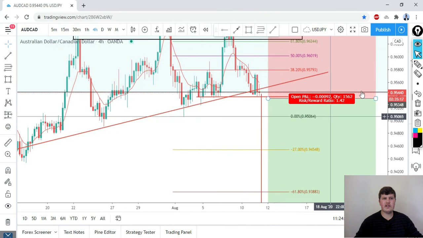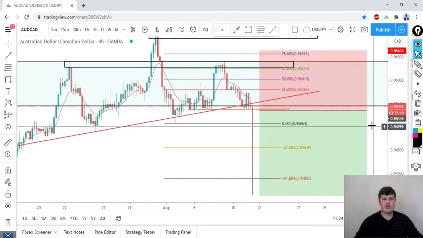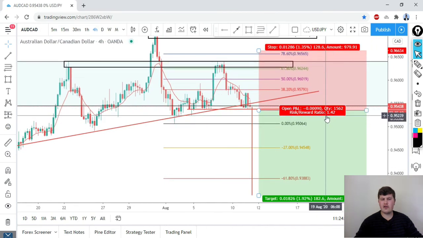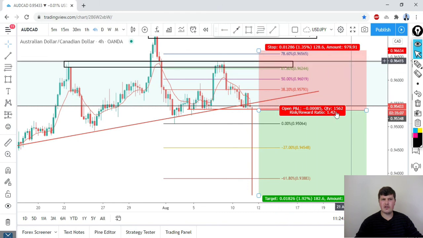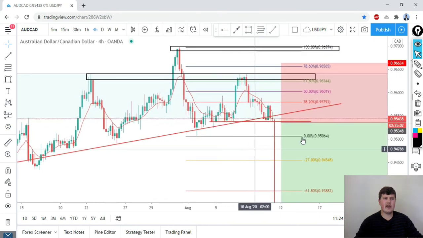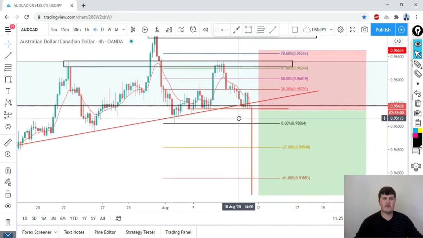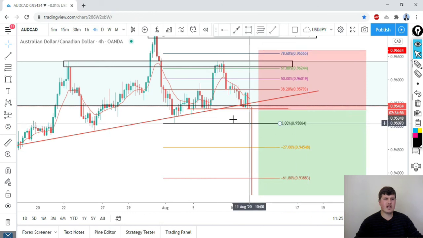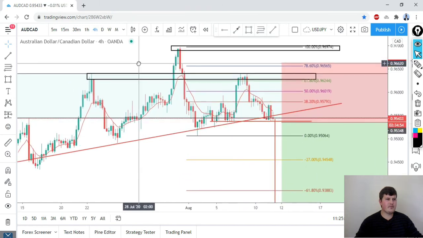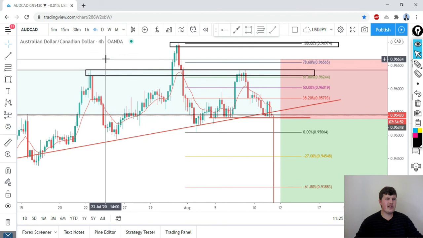So as you can see, this is a really good risk to reward ratio as well of 1.42. You're risking for example $100 to make $142. So that's another thing to add to your trading plan, to always ensure that you have a favorable risk to reward setup in the market. So that is the game plan for the Australian dollar, Canadian dollar this week and leading up to next week.